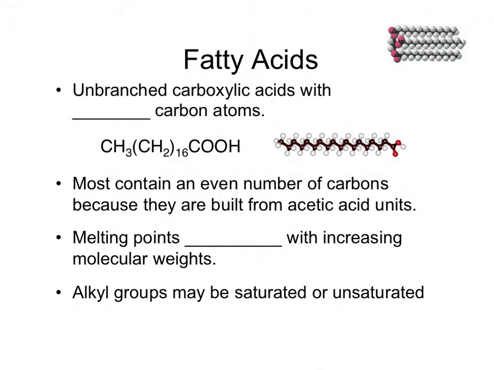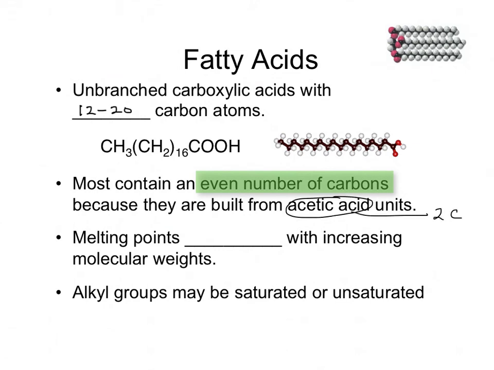The first thing we're going to look at is a fatty acid. Fatty acids are just carboxylic acids with really long alkyl chains. So they typically have between 12 and 20 carbon atoms in them. And what's interesting is that they contain an even number of carbons, and the reason for that is that sort of their parent is an acetic acid unit. And acetic acid, of course, has 2 carbons. So what we're going to see is even numbers building up by 2.